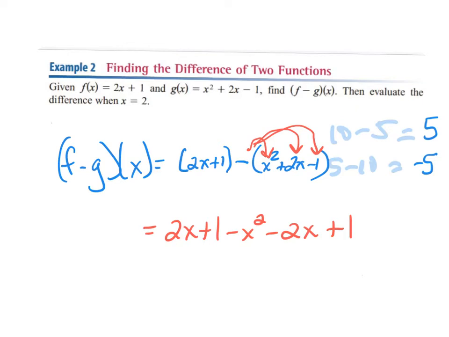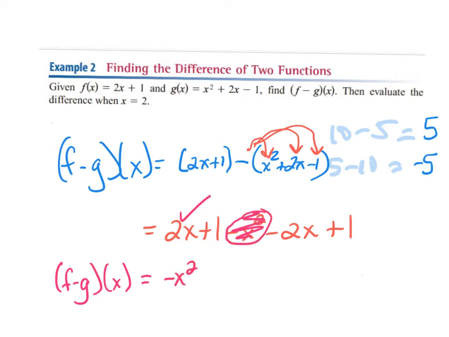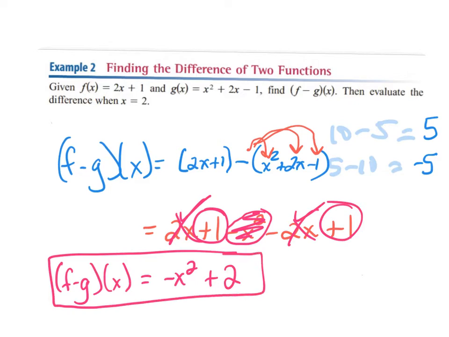What's the first exponent, the biggest one that I see, that I'm going to start off with? Negative x squared. Okay, good. That sign goes with it. So I have negative x squared, positive 2x and a negative 2x. Cancel out. Positive 1 and a positive 1, plus 2. So here is my answer for f minus g of x.